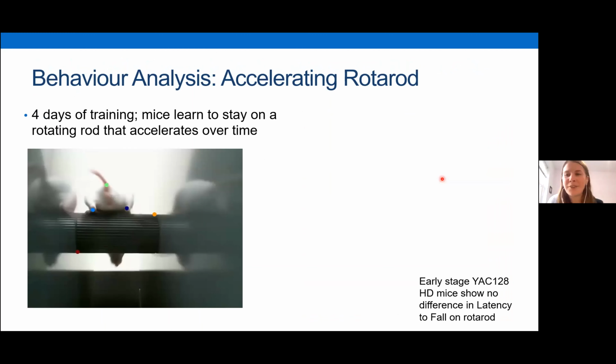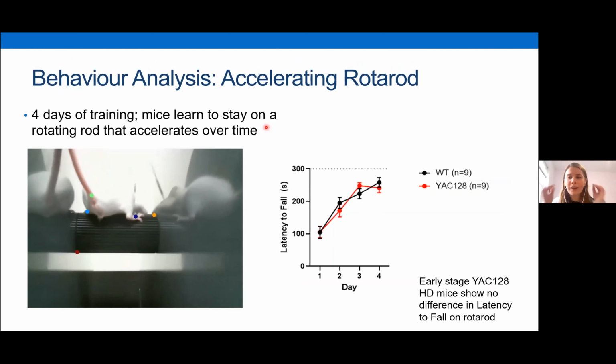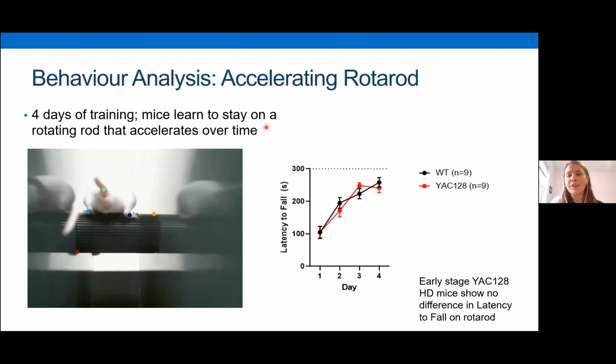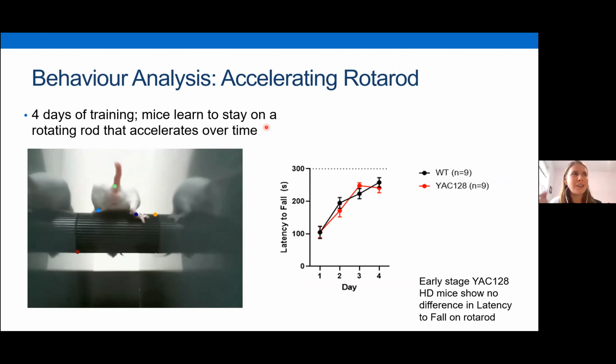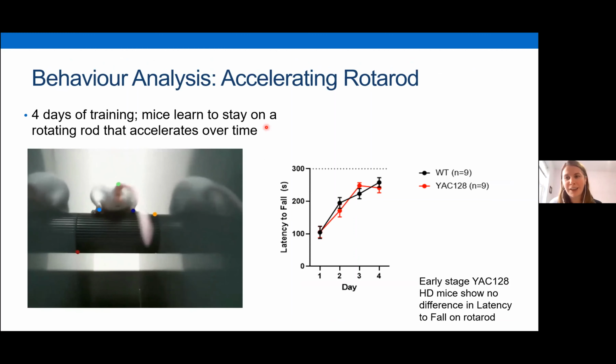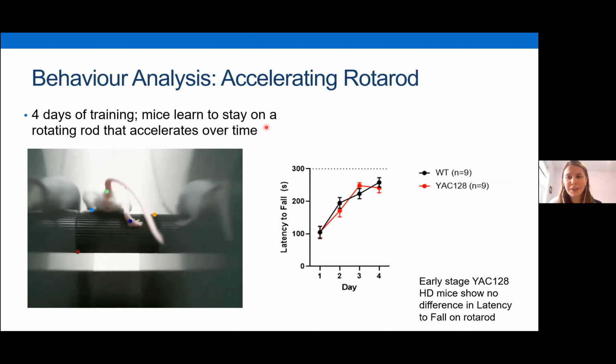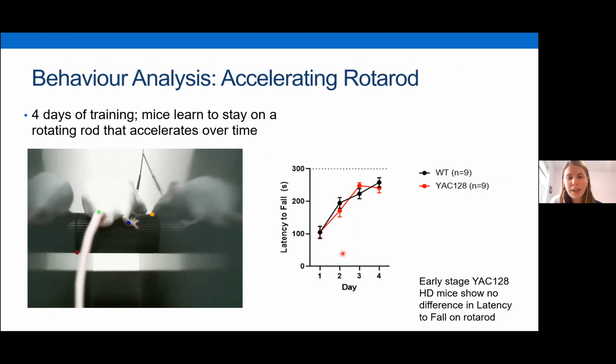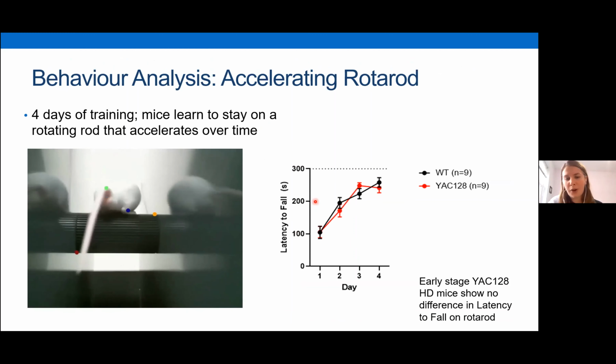Okay, so for the rest of the presentation, I'm going to talk about my analysis of the accelerating rotor rod. This is a task where the mice learn to stay on a rod that's rotating and increases in the speed of the rotation, and the mouse has to try to stay on the rod. Then the latency to fall is measured. As they learn this task over 4 days of training, there's an increase in the latency to fall.